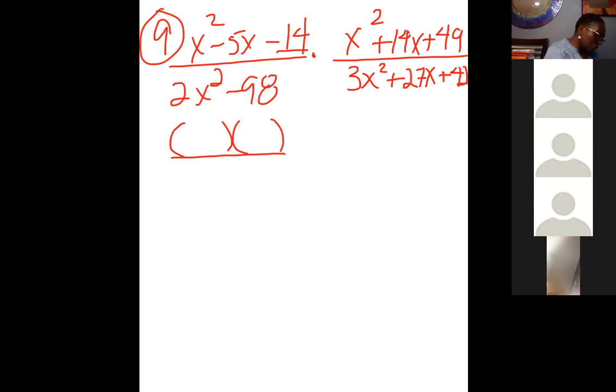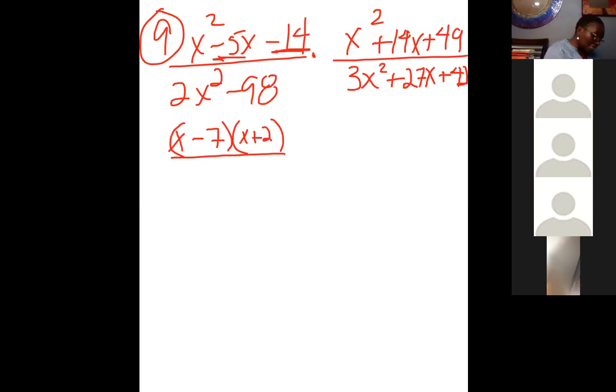So we want two numbers that multiply to give us a negative 14. When we add them together, we get negative 5. So those two binomial factors will be x minus 7, x plus 2. 2 times negative 7 is negative 14. Negative 7 plus 2 gives you negative 5, guys.